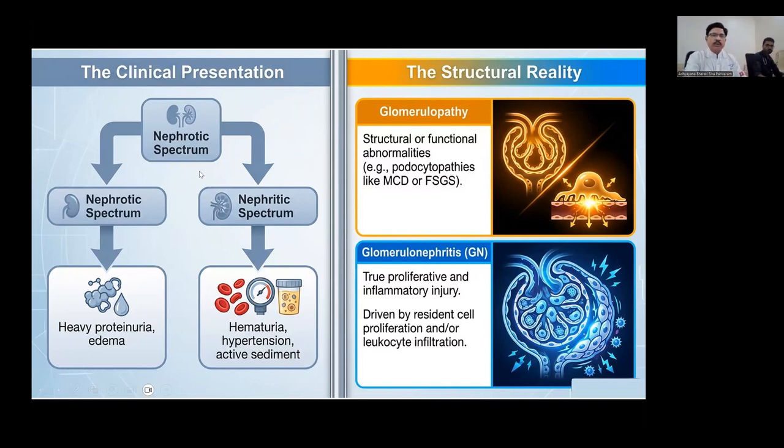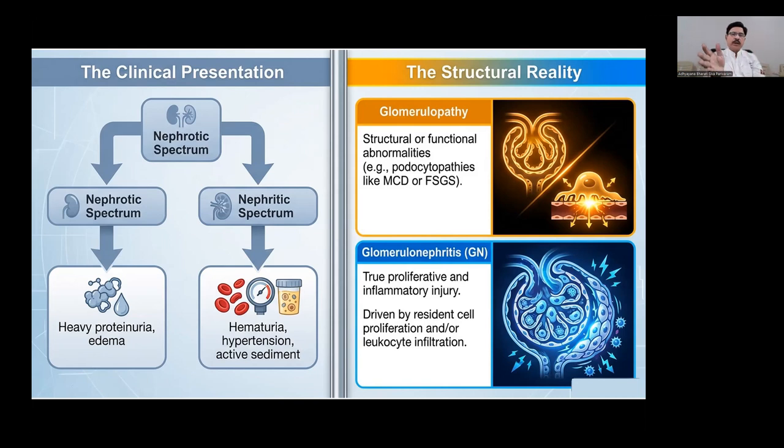So we have the nephrotic spectrum, and this spectrum has nephritic and nephrotic. Nephrotic means heavy proteinuria, edema, the nephrotic syndrome type of picture. Whereas nephritic is hematuria, hypertension, sediment. The first fundamental distinction is, does he have only proteinuria or does he have cellular elements also in the urine, like hematuria, hypertension, and active sediment? If that is there, then we are in the nephritic picture as compared to the nephrotic picture.